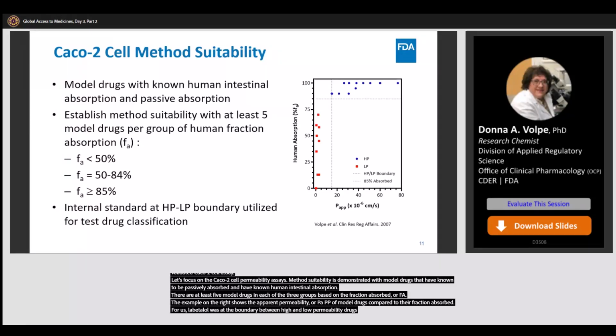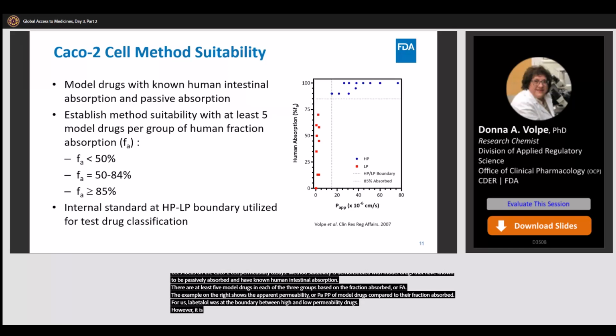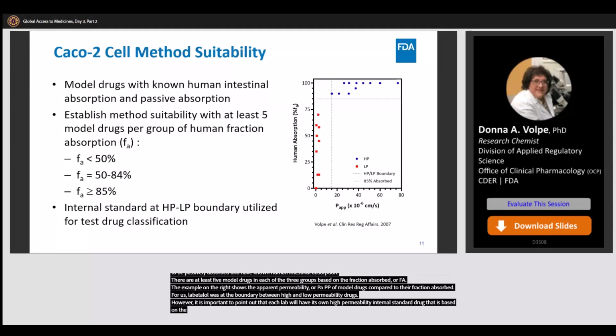However, it is important to point out that each lab will have its own high permeability internal standard drug that is based on their results with their chosen model drugs that are used in the experiments for method suitability.